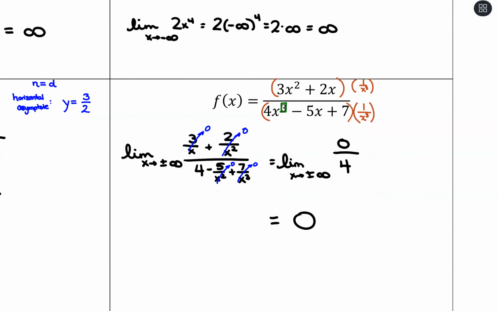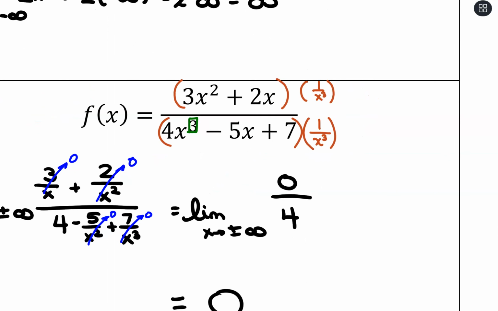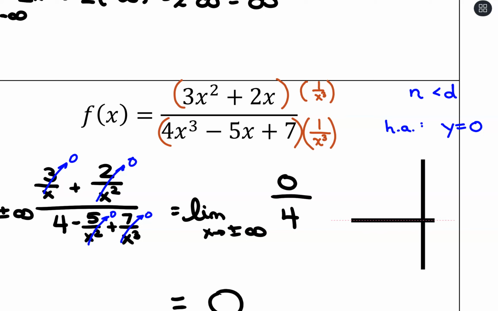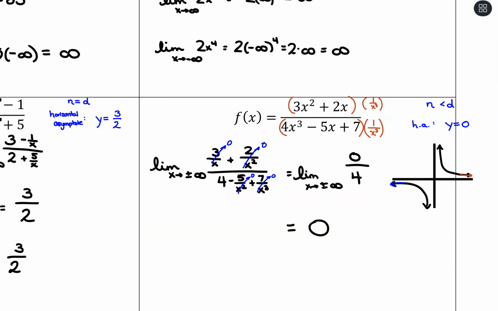Oh, and then connecting this to pre-calculus. This is a case where the degree in the numerator is less than the denominator. And when that's the case, if we go looking for the horizontal asymptote, it's always y equals 0. So if the degree of the numerator is less than the denominator, it's y equals 0. So our function might look something, not exactly, but kind of like this, where we're approaching 0 in the long run on both sides of the function.